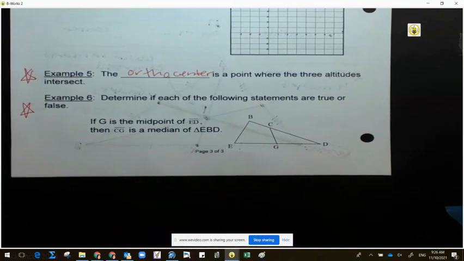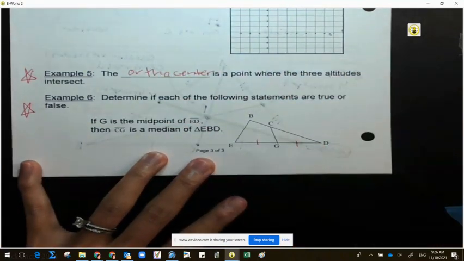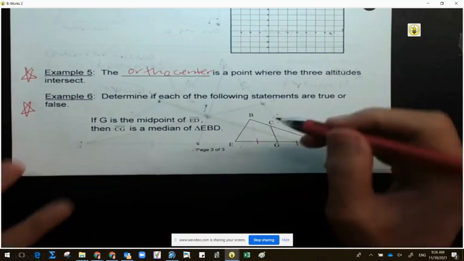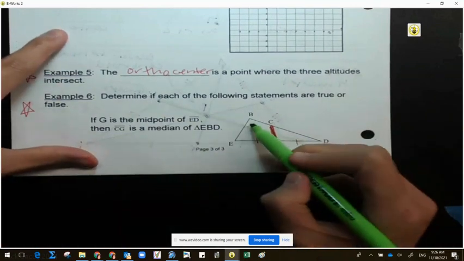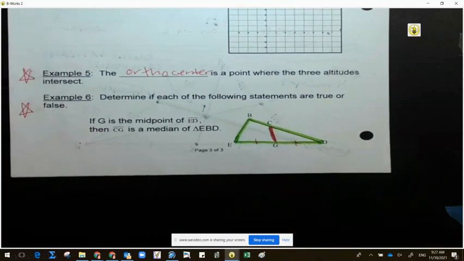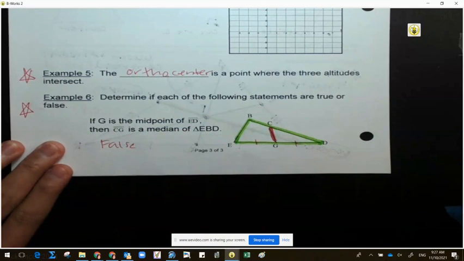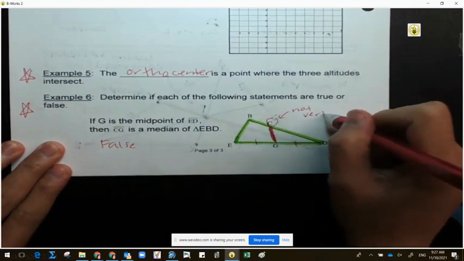And then our next one, we have another true or false. So just by looking at this, it says G is a midpoint of ED, so 1 tick mark each. And then we know that CG, let me make that bold, is the median of the whole triangle EBD. I would say it's partially true, but not exactly. What would make this true? If that was a vertex, and right now it is not the vertex, therefore it's not the median.